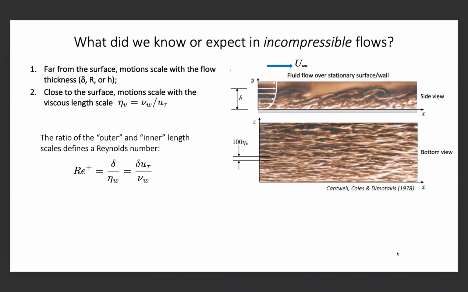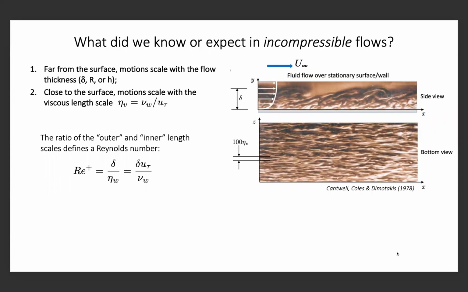Now, when we think about what we've learned or what we know, I've framed this in terms of some questions, like, what did we know, or did we think we know, for incompressible boundary layers and other wall-bounded flows? Well, the first thing that we always say is that far from the surface, the motions scale with the flow thickness, the shear layer thickness, delta, R or H.